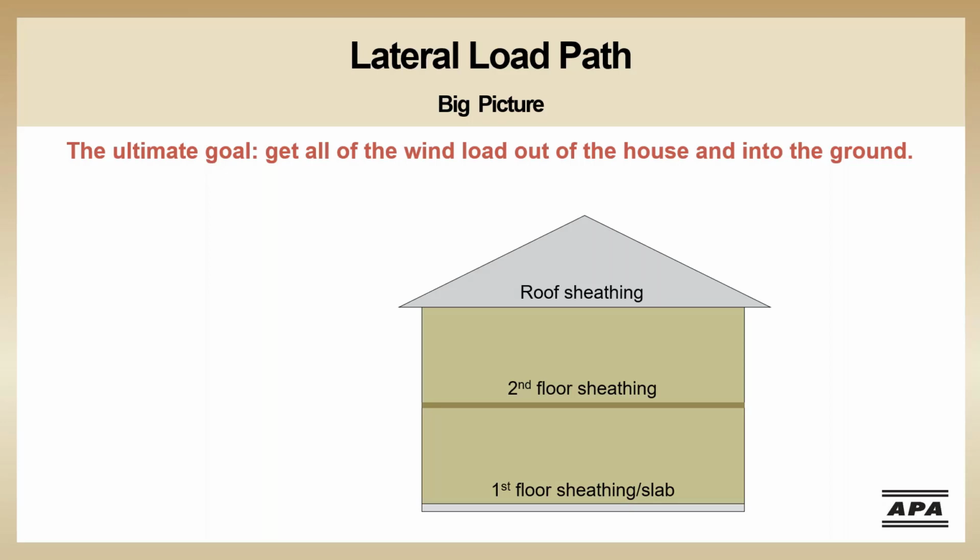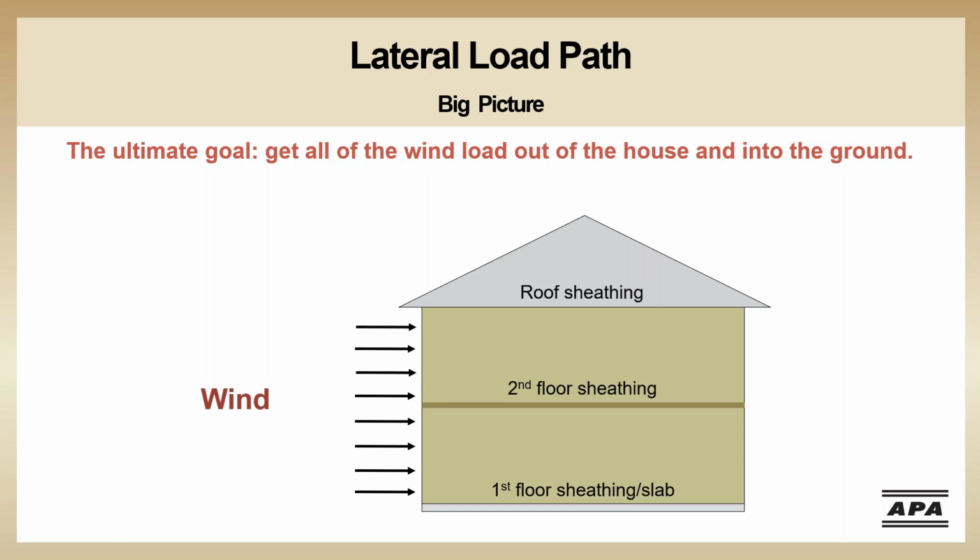Let's start with the big picture. When the wind blows against the house, it blows against the cladding of the house. There are a lot of different cladding materials used on houses, such as brick, vinyl siding, or wood siding. But the exact cladding type doesn't matter when it comes to wind load path, as long as the cladding is properly attached to the wall assembly.